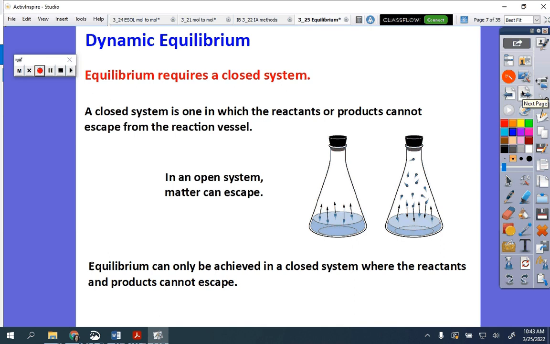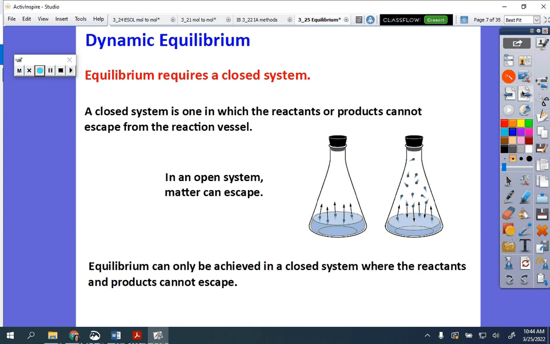Okay, so I should probably just reorder these slides to go better with the study guide and the list of things. But when we talk about a closed system, again, we're talking about one where matter can't escape from the reaction vessel, neither the reactants nor the products.